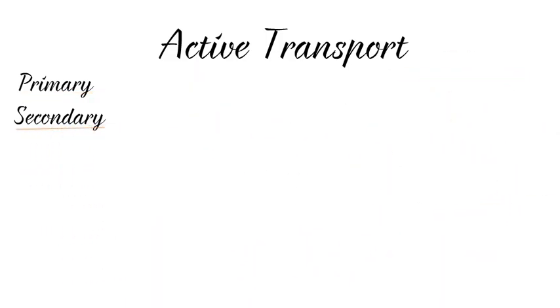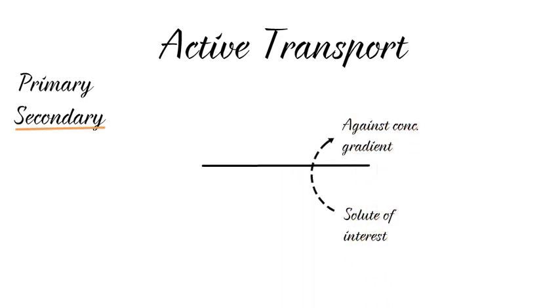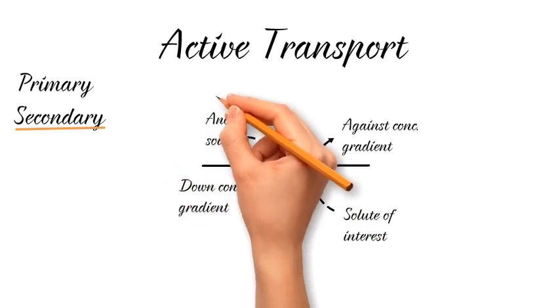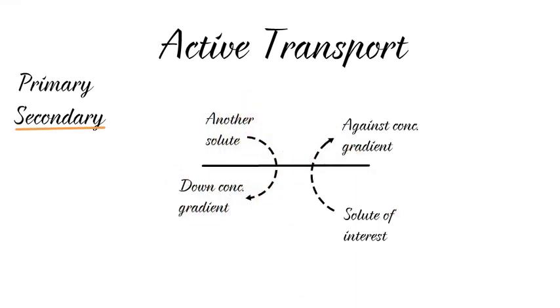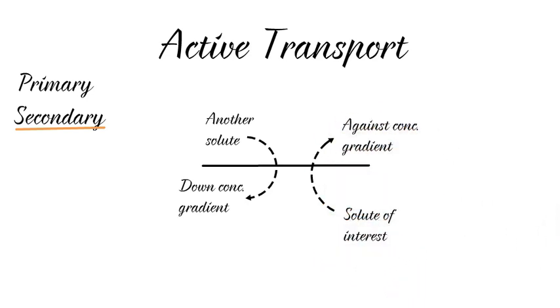Secondary active transport, on the other hand, involves the transfer of a solute against its concentration gradient using the energy derived from the movement of another substance down its concentration gradient. The solute that moves from an area of high concentration to low concentration provides the energy to transport the second substance from an area of low concentration to high concentration. That is, in secondary active transport, energy is derived from the movement of one substance down its concentration gradient to move another substance against its concentration gradient. There are two forms of secondary active transport, symport and antiport.